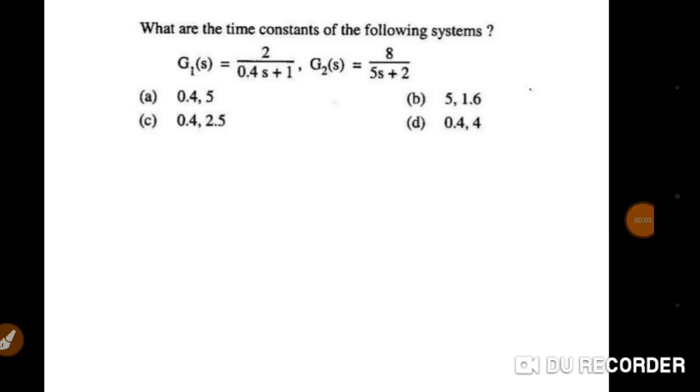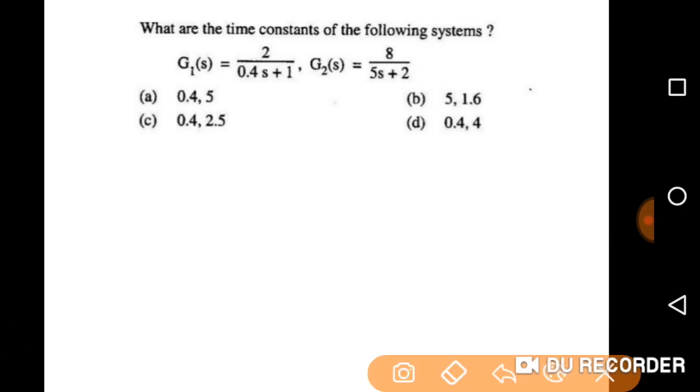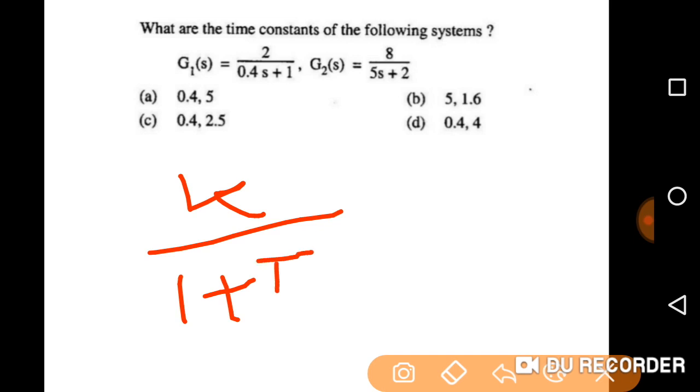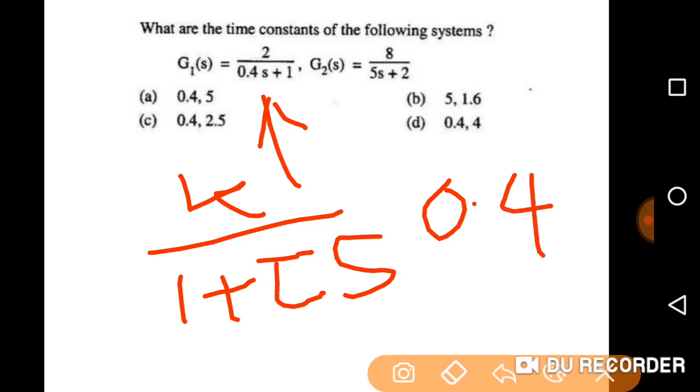This question says, what are the time constants of the following systems? For finding the time constant, we have to represent G1(s) and G2(s) in the time constant form. So what is the time constant form? That is K, that is a constant, divided by 1 plus tau s. This tau is the time constant. Look at this. G1(s) is already represented in the time constant form. So tau 1 for G1(s) is 0.4.